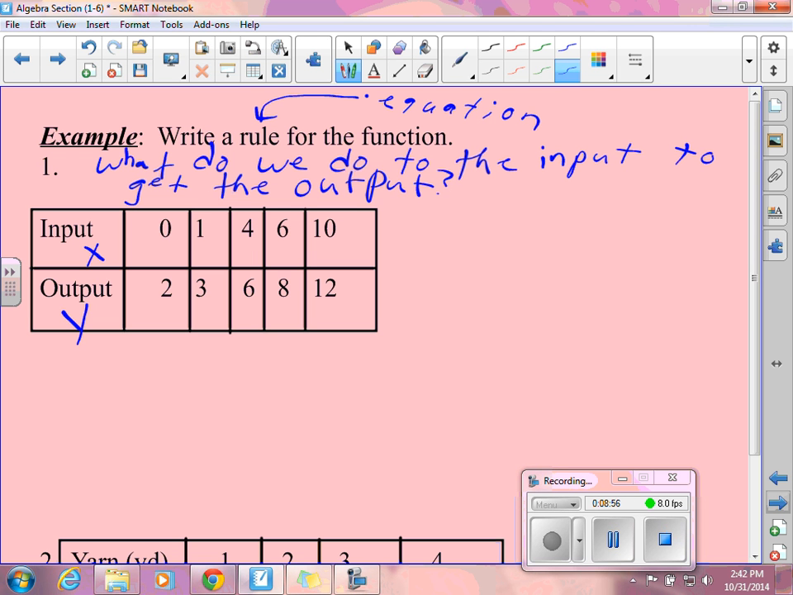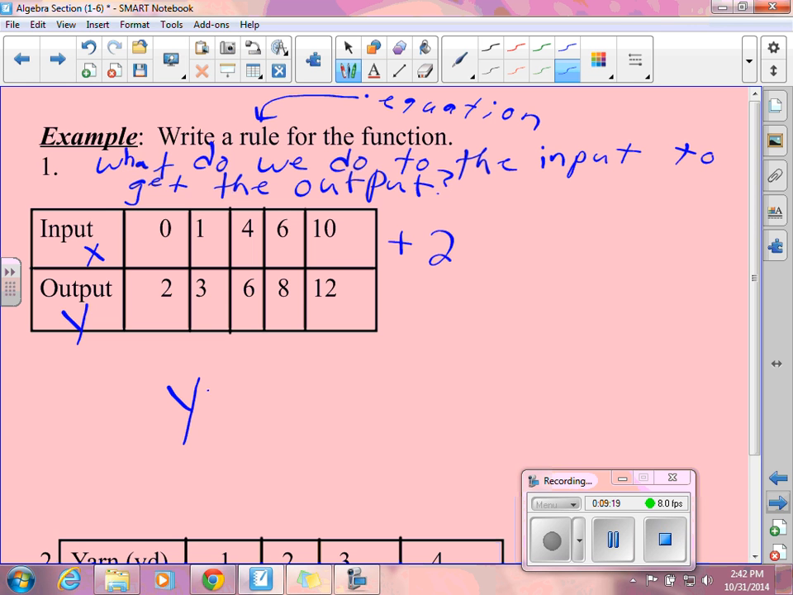0 plus 2 equals 2, 1 plus 2 equals 3, 4 plus 2 equals 6, 6 plus 2 equals 8, 10 plus 2 equals 12. And so since that's my rule, I'm going to go ahead and write my equation. So y equals x plus 2. And that ends up being my rule or my equation. All right. Let's look at the next one.